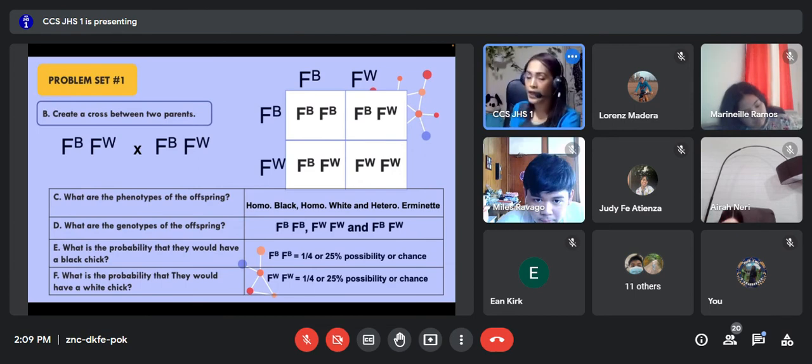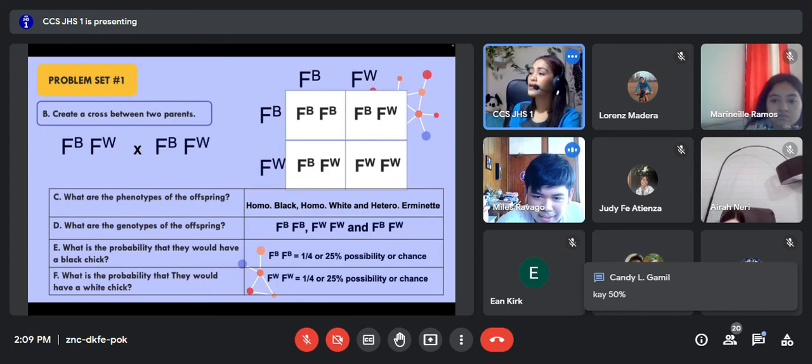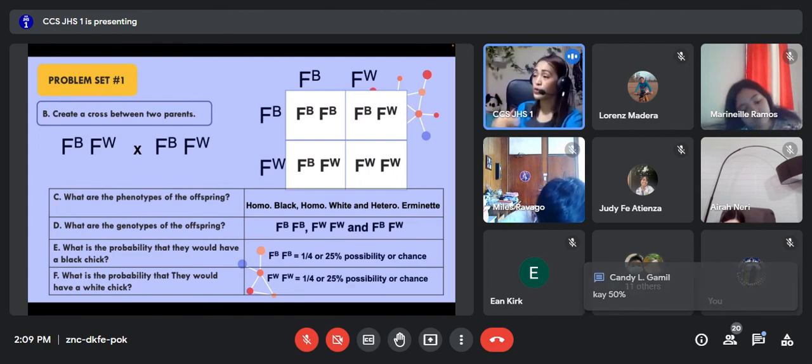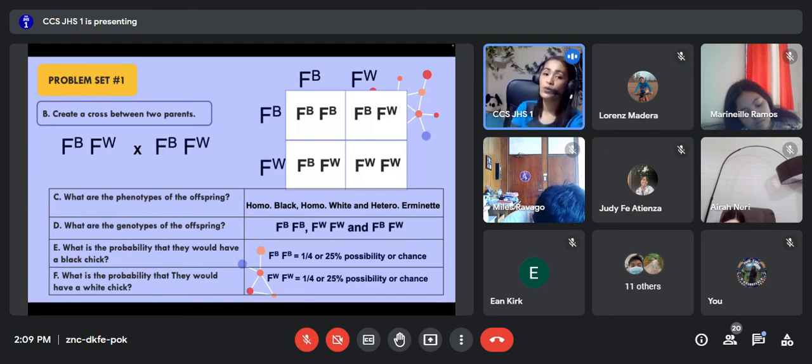What made you say it has a higher chance or probability? 50% chance. Okay, very good. Based on the Punnett square, it also has 2 out of 4 chances, higher compared to black or white. So among the three options, the more favored is the heterozygous condition, or the erminate.